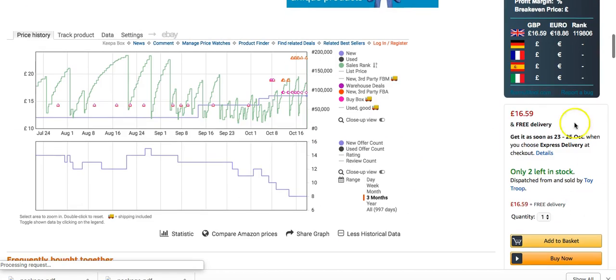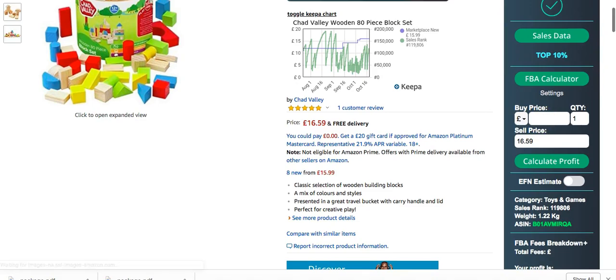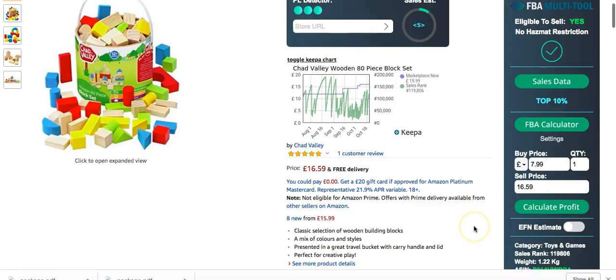Who's selling this? Now that seller isn't even FBA, so potentially I could sell it for more. But let's just say I'm not going to worry about that at the moment. I'm not going to go into the specifics. If it's selling at that, I'm going to sell it at that. Here we are. Okay, so you found your first item.